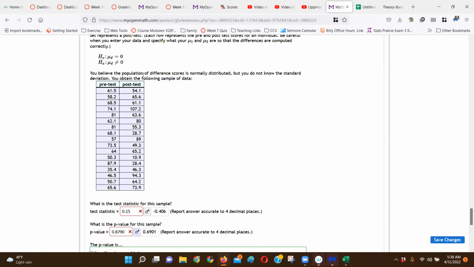Notice also they tell us you believe the population of differences in scores is normally distributed. So they tell us that's normally distributed, but we've got a very small sample size, less than 30. But because they said the population of differences is normal, we can safely use that one-sample t-test. Okay, I'll go ahead and post this.